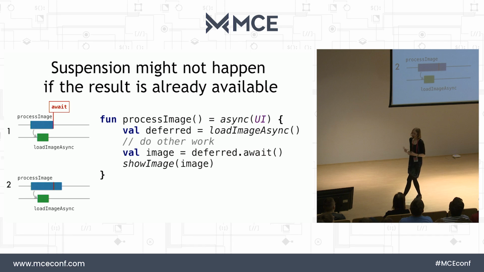Suspension might actually not happen if the result is already available. So in this case, you start this load image computation somewhere in the other thread, and you can do other work while this computation is going. And when this process image reaches this await, the compiler checks, okay, is the result available already? It can be. If it's available, then the computation can be continued directly on the thread. So it may actually not be suspended if your computation is fast enough.